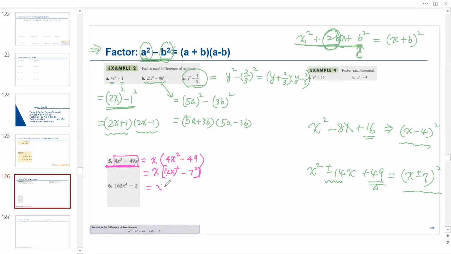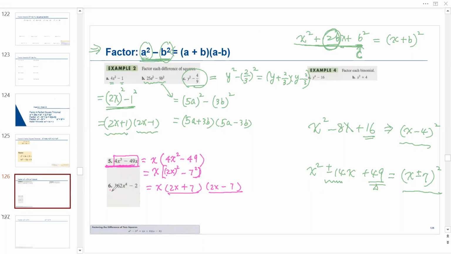So we can write this part as 2x plus 7, 2x minus 7. One is plus, one is minus, right? So we can do the reverse process and get the latter part back here. All right, let's see number 6.